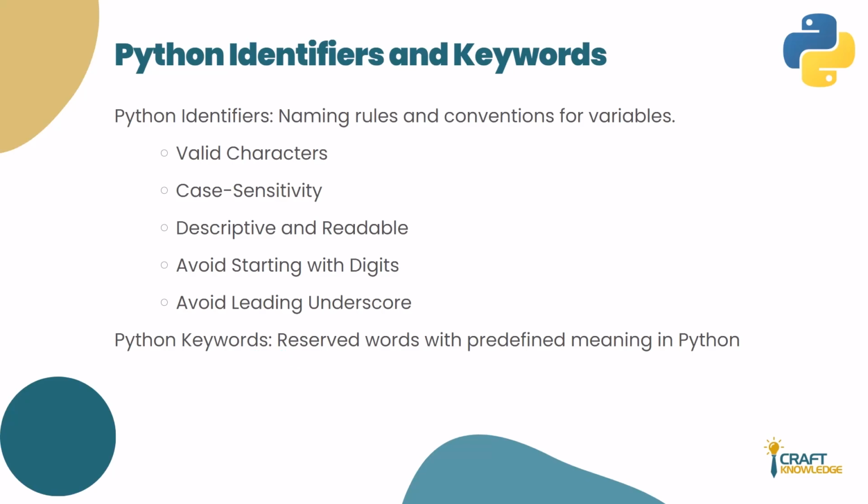What are the keywords? What are the reserved words? Keywords or reserved words are those words for which Python has some predefined meaning. For example, print. Print has some predefined meaning. So you cannot use print as the variable name.